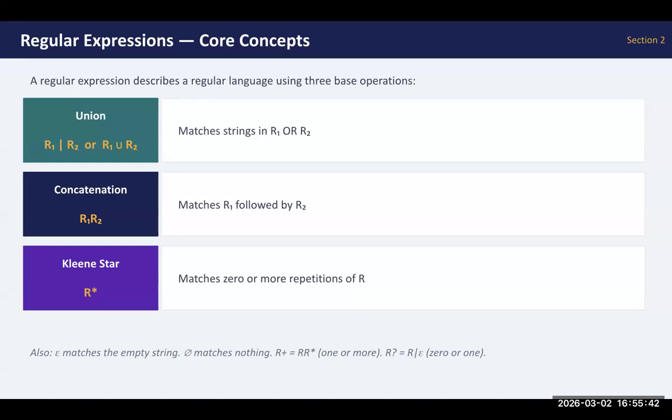And then your Kleene star matches zero or more repetitions of R. And a quick note: epsilon matches the empty string, the empty set matches nothing, and R plus is equal to R Kleene star one or more. And then the last is zero or one, where it's being defined with epsilon.